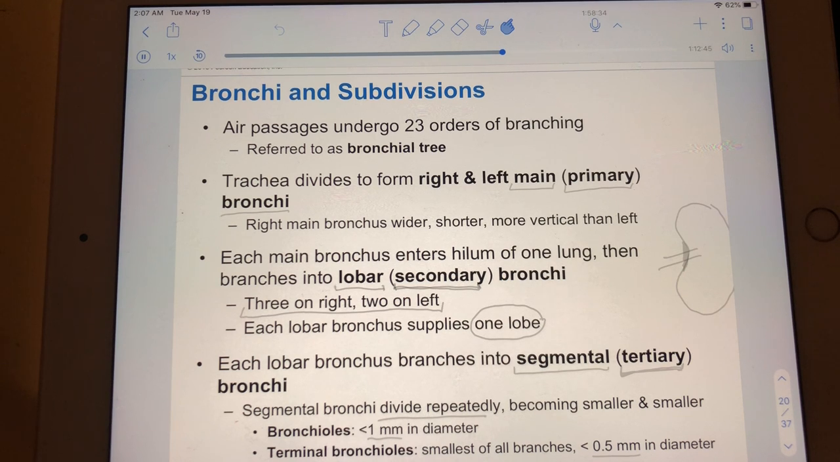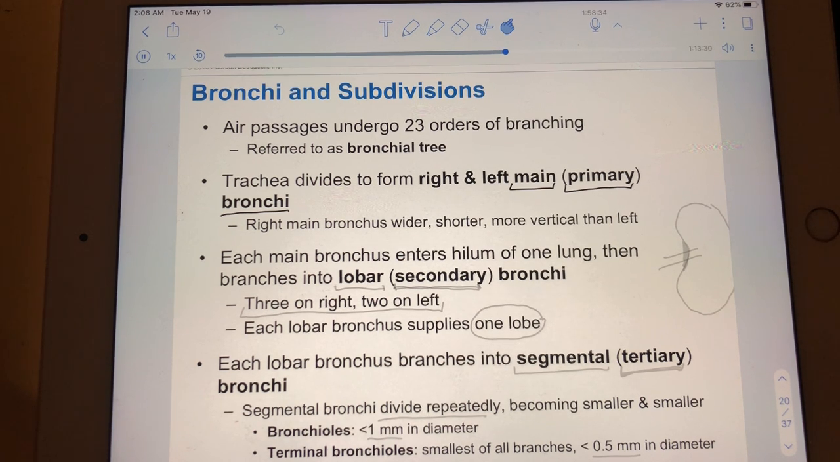But the very first time that the trachea branches, it's going to give rise to just two bronchi, okay? A right primary bronchus and a left primary bronchus. I don't care whether you call these main or primary. It's just my personal habit of using the word primary, but they're interchangeable, so I don't care. Either one's fine, okay? The right primary bronchus is a little bit wider, but also shorter and a little more up and down, a little more vertical than the left, okay?